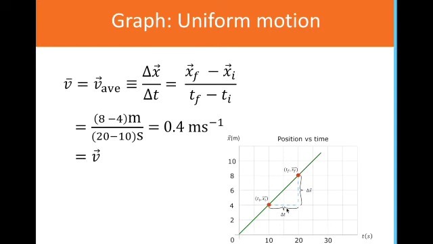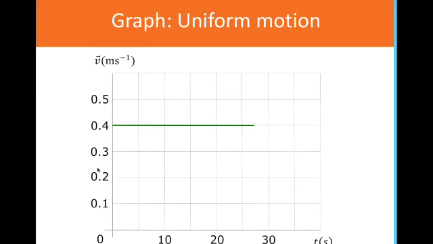So as we make this time interval smaller and smaller, this point would just shift closer and closer to this point. So the tangent at any point of this line is exactly just the line itself. So in this case, for uniform motion, what we can say is that the average velocity is equal to the instantaneous velocity. And what does that velocity look like?